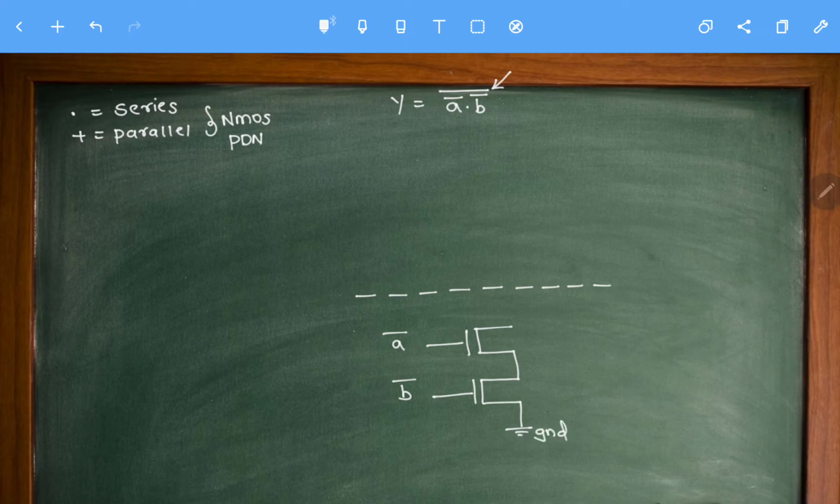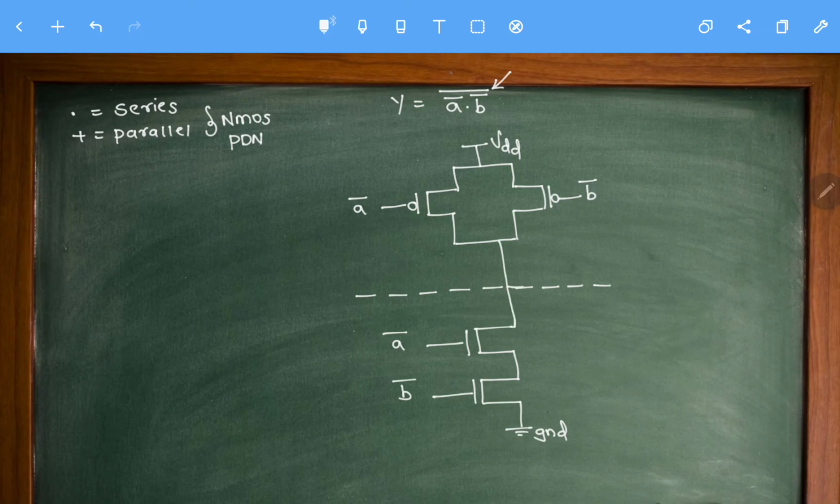If NMOS they are connected in series, for PMOS it should be connected in parallel. So take two PMOSs and connect them in parallel. Input is A bar, for this it is B bar. At this point we need to apply supply voltage. Join these 2 points, and at this common point I'll get output which is Y.